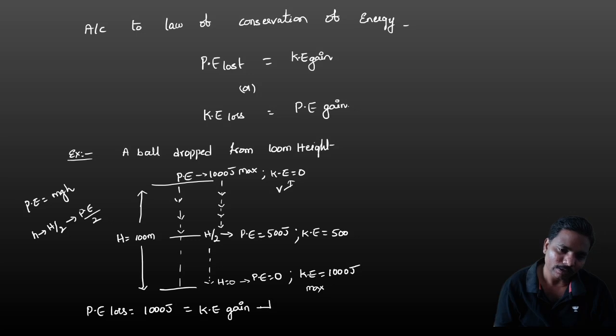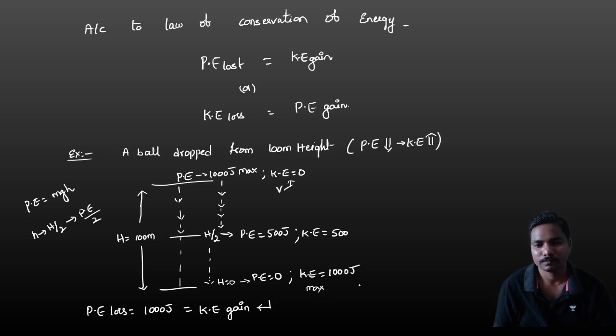So that is the law of conservation of energy. Energy can neither be created nor destroyed, it is transformed from one form to another. So 1000 joules it is losing means KE gain is also 1000 joules. In the same way, if you throw upwards also, the same. So in the dropping case, what is happening? Potential energy is decreasing and kinetic energy is increasing during the fall.